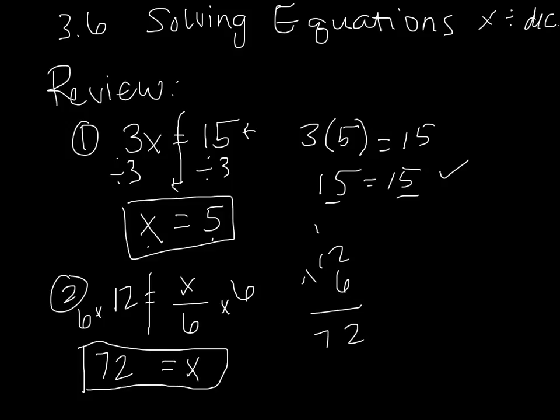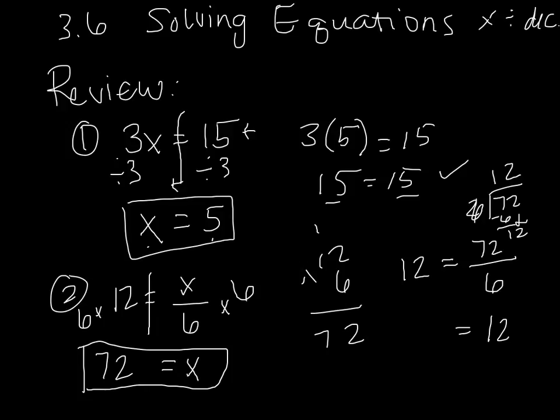Boom, there we go. Now again, I can always go back and plug my answer into my original equation, which is 12 equals x, except instead of x, I'm going to put 72 divided by 6. What is 72 divided by 6? Oops, sorry, 6, not 2. 6 goes into 7 one time, minus 6, I'm left with 1 over. 6 goes into 12 two times, so I get 12 equals 12, and my answer checks out.